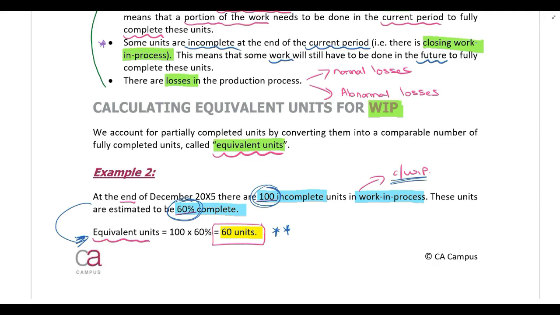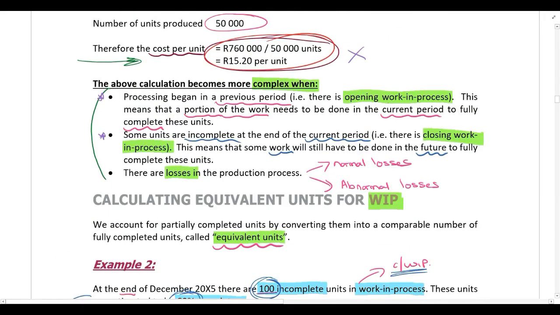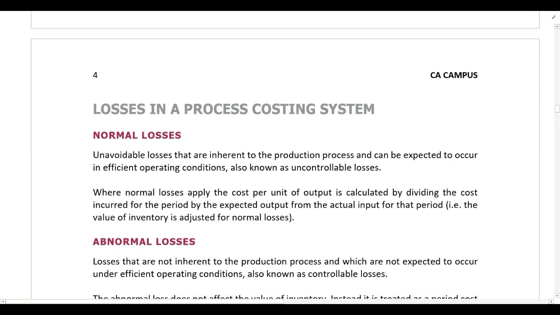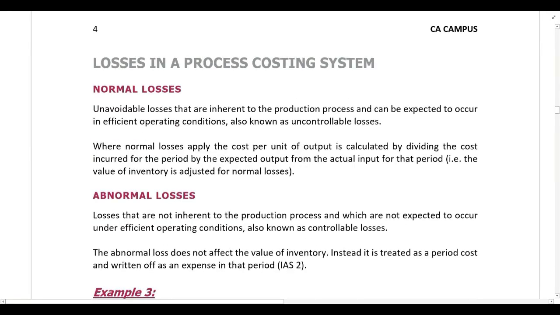So guys, that is how we deal with the first two problems, the fact that we could have opening and closing work in process. How do we deal with the problem of losses in the production process? Now, before we look at a calculation over here, you do need to be able to distinguish between what is a normal loss and what is an abnormal loss.